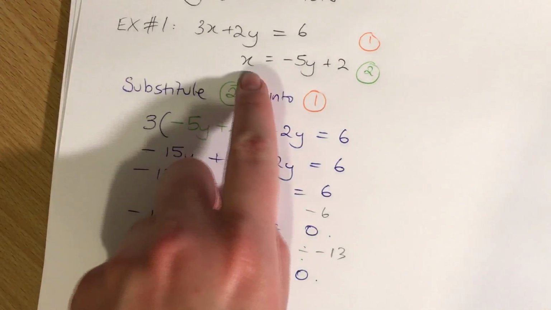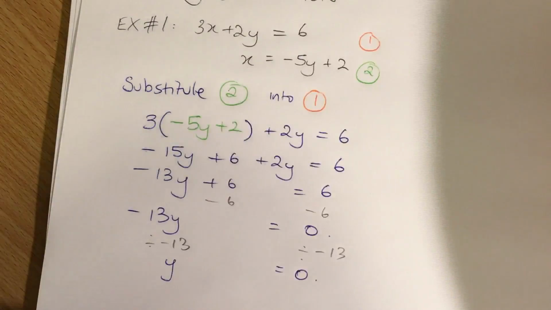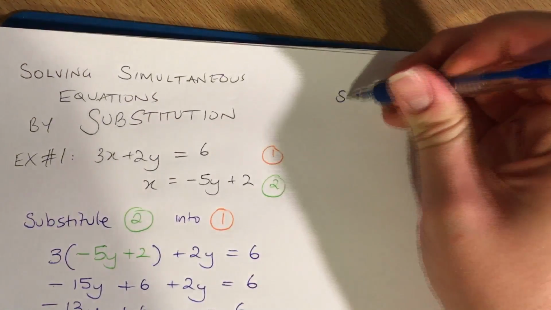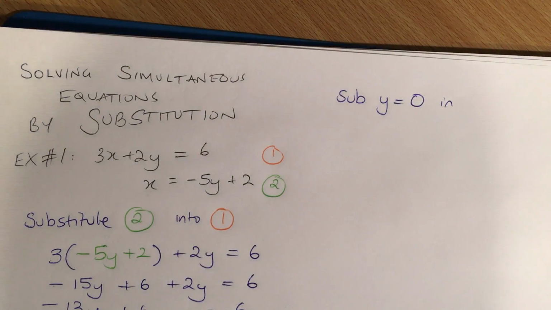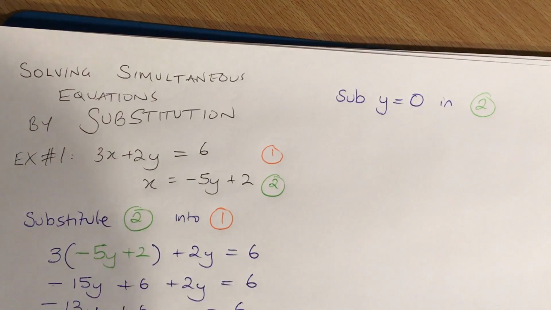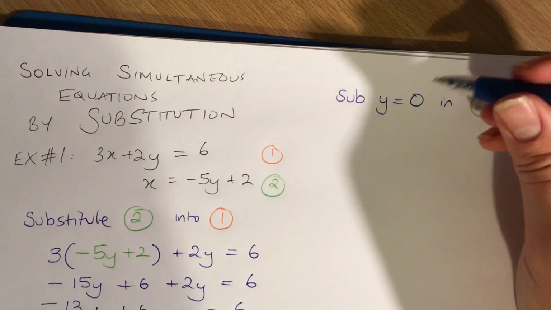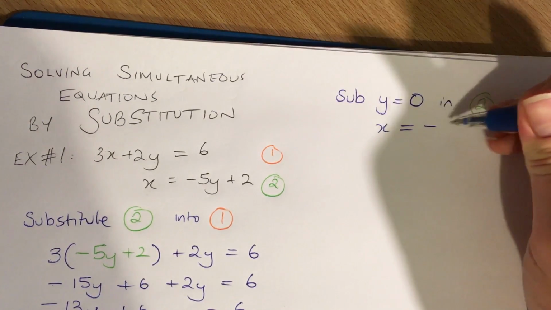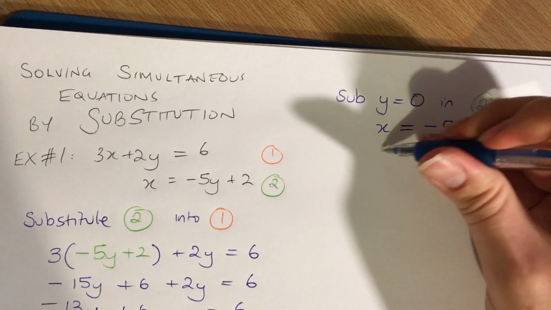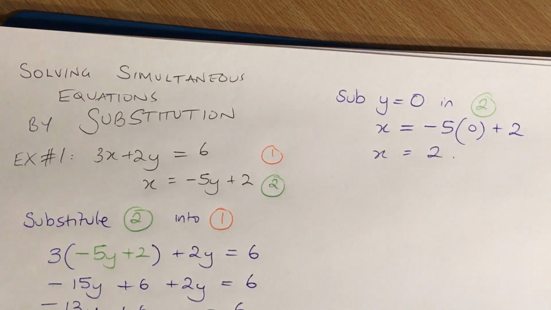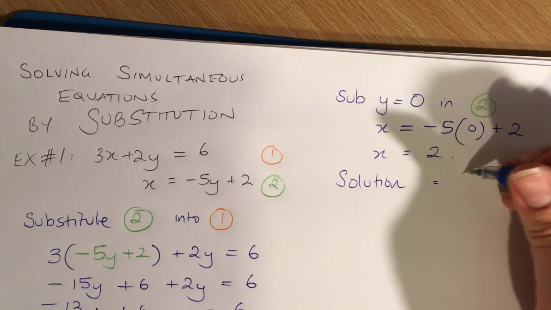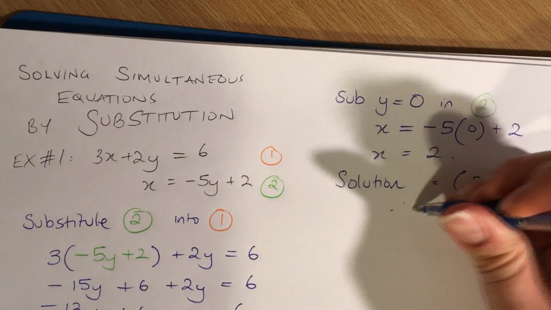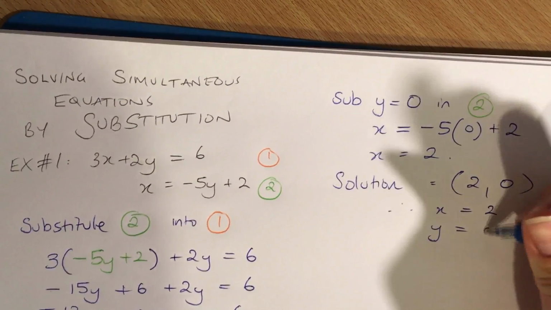So now to find out what the value of x is equal to, I'm going to substitute y is equal to 0. Now I could actually choose any equation I like. Probably the easiest one to do will be to substitute it into equation 2, so that way I definitely have an answer. So I've got x is equal to negative 5 times 0 plus 2, x is equal to 2. So the solution is 2, 0. Or in other words, when x equals 2, y equals 0.